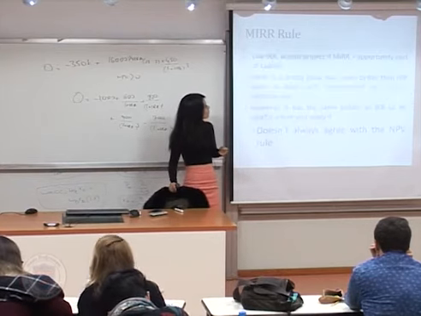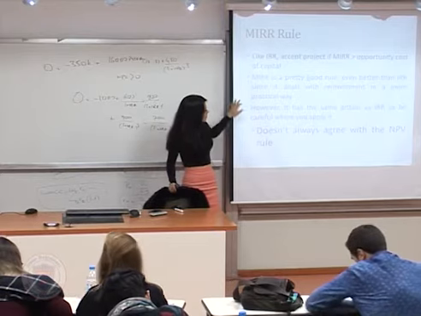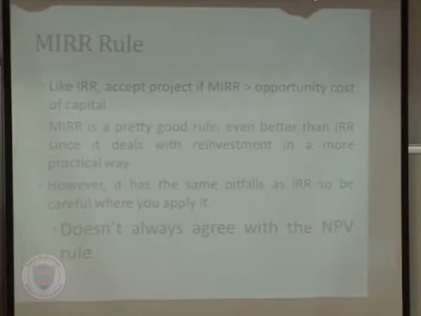Okay, so this may still have the same problem as IRR. Sometimes it doesn't agree with the NPV rule, like IRR did. But again, what we do is we go with the NPV first and then use IRR or MIRR as the backup methods or the proof methods. Okay.